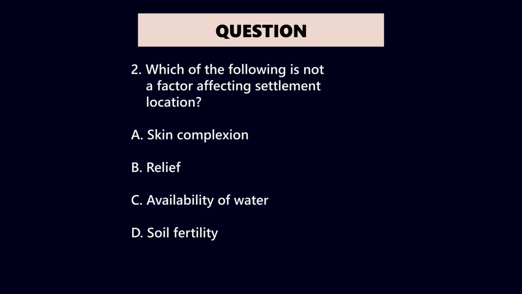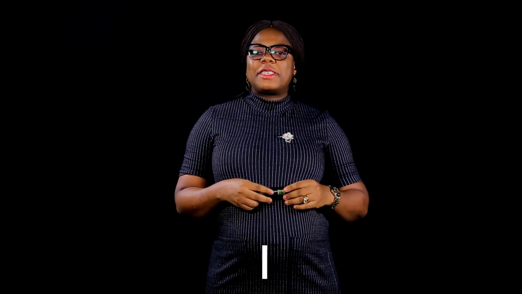Question 2. Which of the following is not a factor affecting settlement location? A. Skin complexion. B. Relief. C. Availability of water. Or D. Soil fertility. The correct answer is A. Skin complexion.